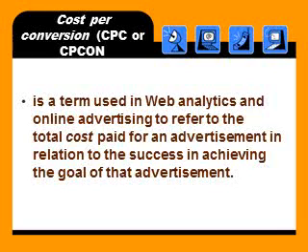Cost per conversion, CPC or CPCON, is a term used in web analytics and online advertising to refer to the total cost paid for an advertisement in relation to the success in achieving the goal of the advertisement.